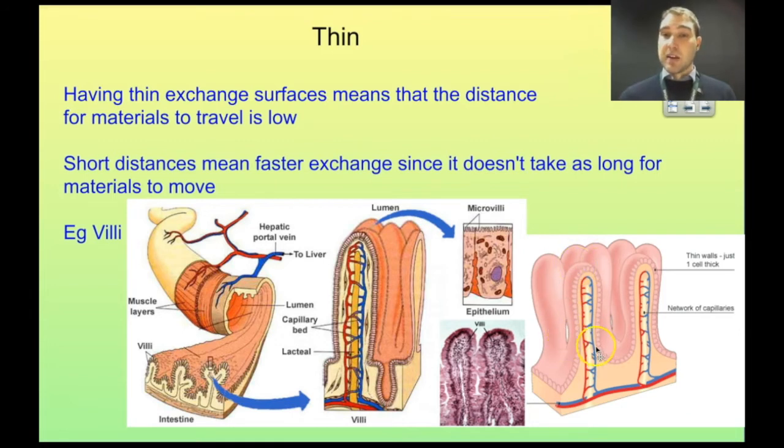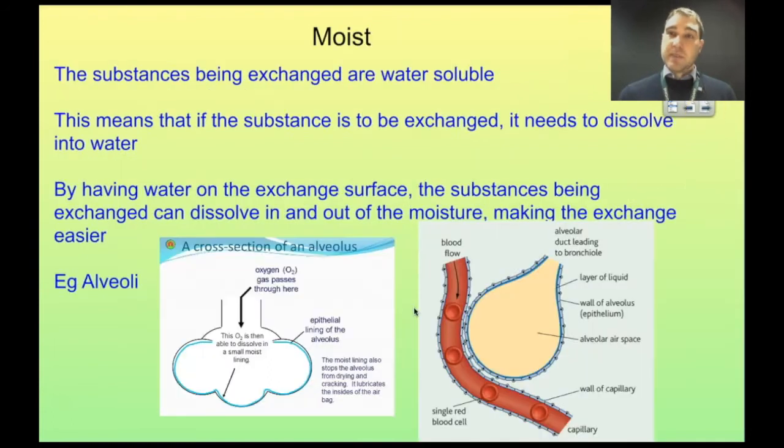So by having a thin membrane that the materials have to exchange over, you get faster exchange occurring. The materials that we're talking about that are being exchanged, generally speaking, they're water soluble. What that means is if you want to exchange from one space to another, you have to dissolve them into water on both sides. So in order to do that, your exchange surfaces have to be moist.